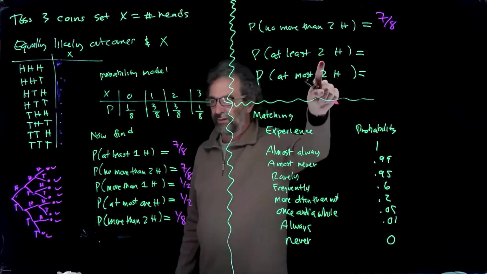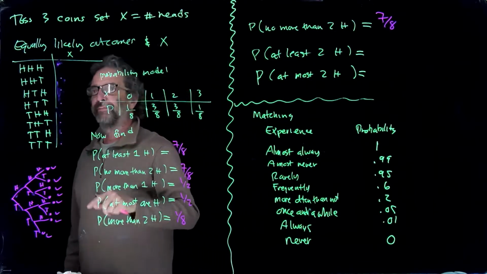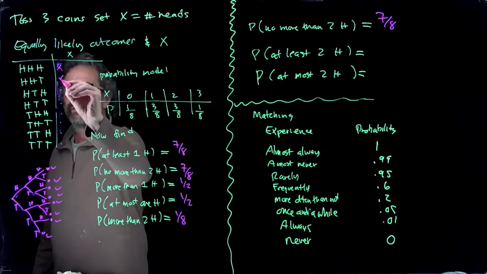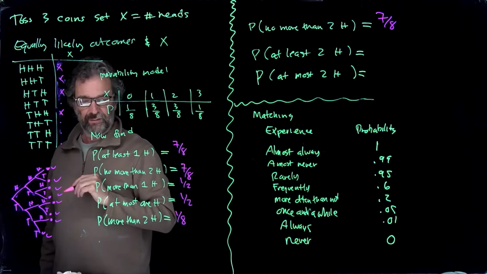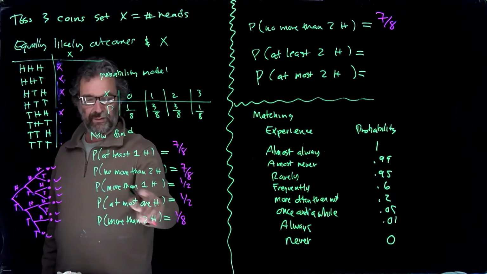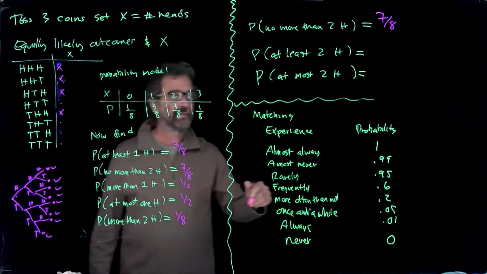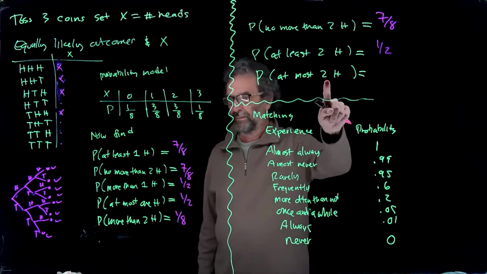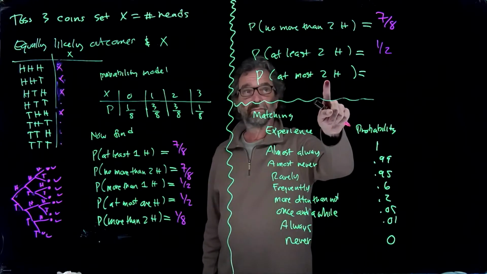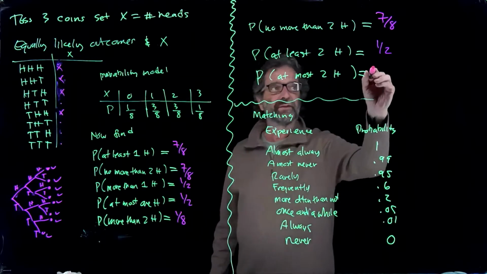At least 2 heads. We don't have at least 2. At least 2 is 2 or more. That's 3 or 2. 2 or more. At least 2. No more than 2. Here's a 1/2. They're 1/2. No more than 1 is at least 2. Another way to say it. So it's going to be 1/2. At most 2 is no more than 2. So it ought to be 7/8. Okay, so there we go.